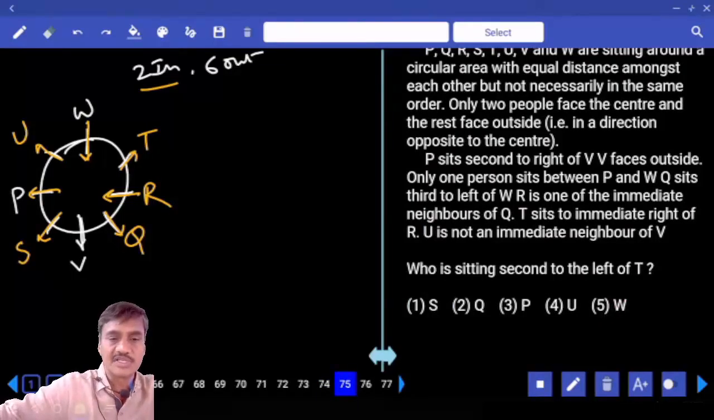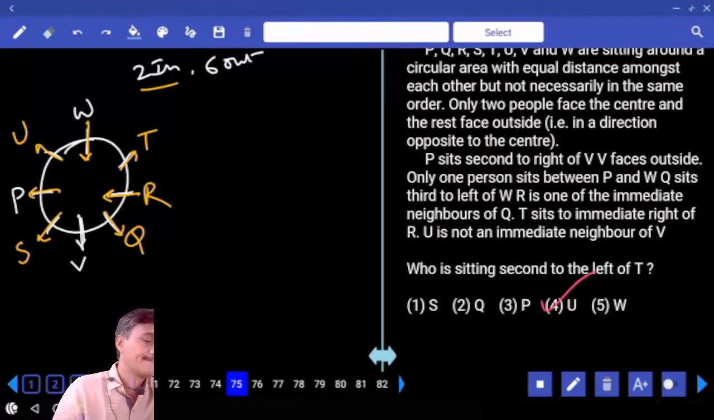And who is seated second to the left of T? U is seated second to the left of T, choice 4. Question 75. Done? Then next one, 76 onwards.